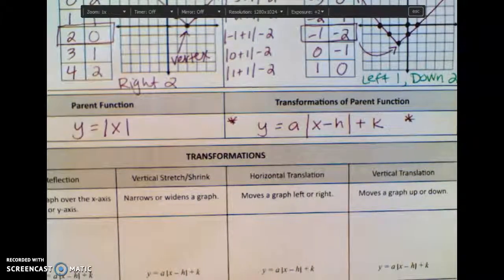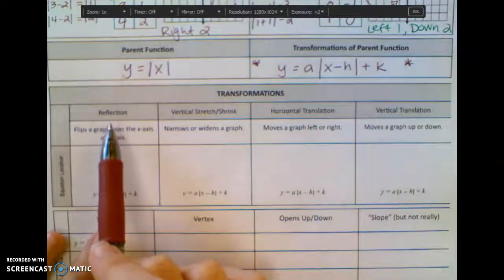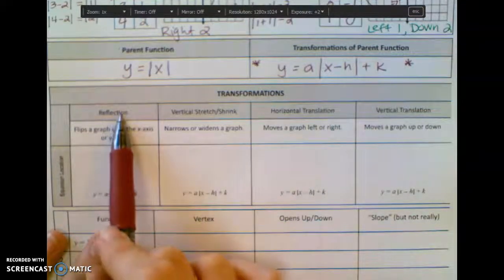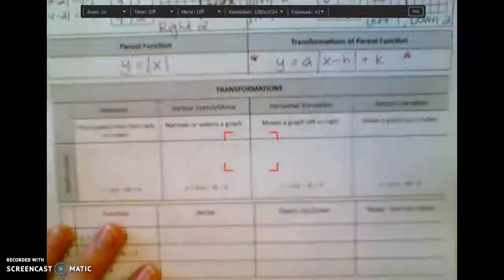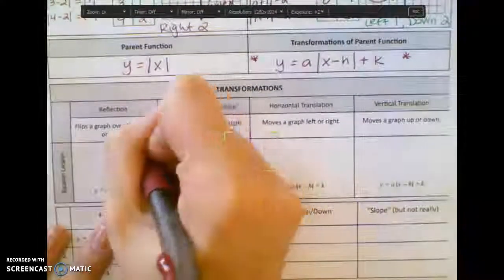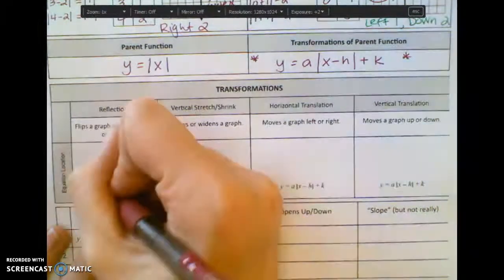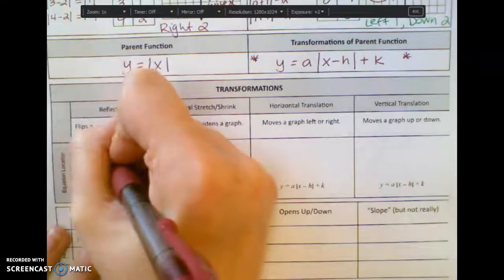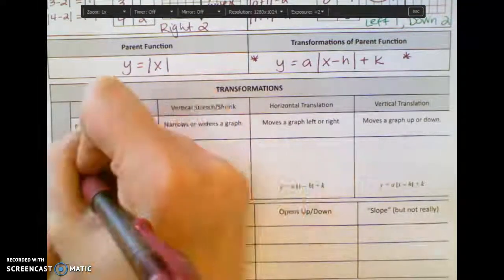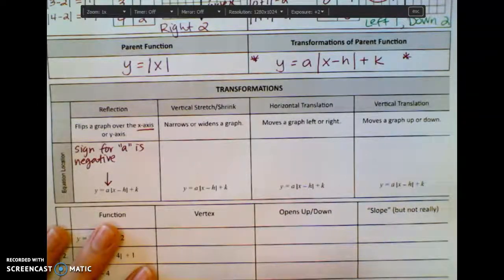So now we're going to talk about 4 specific transformations that happen and how we can find them in that function. Our first transformation is the reflection. If something is reflected, that means it's flipped over the x-axis or the y-axis. In our case, we're just going to be focusing on the x-axis. If I have a reflection, I'm going to look at that a value. If the sign for a is negative, that means we have a reflection.